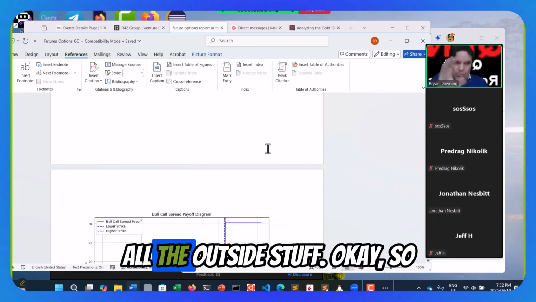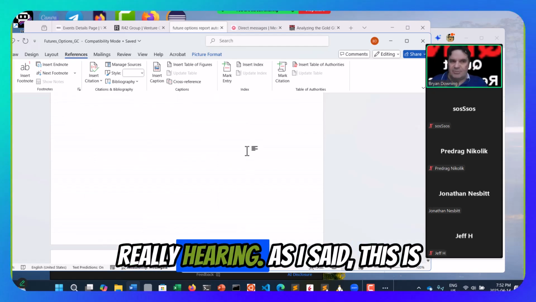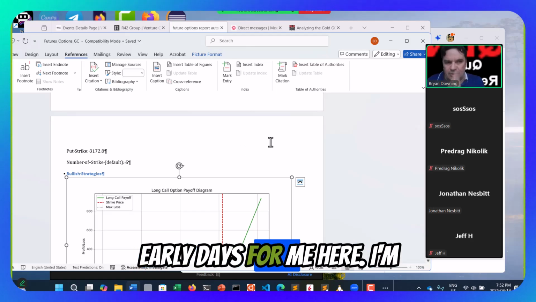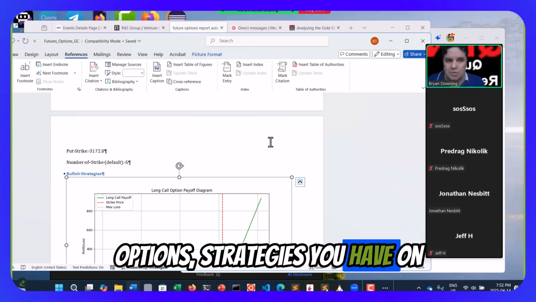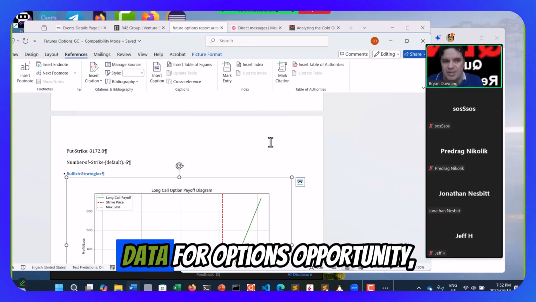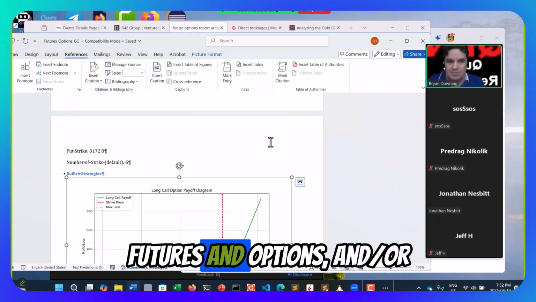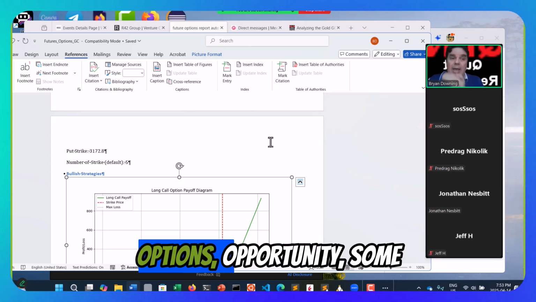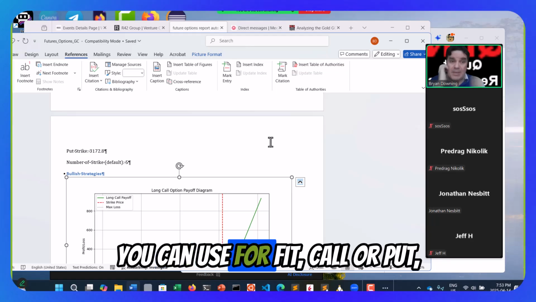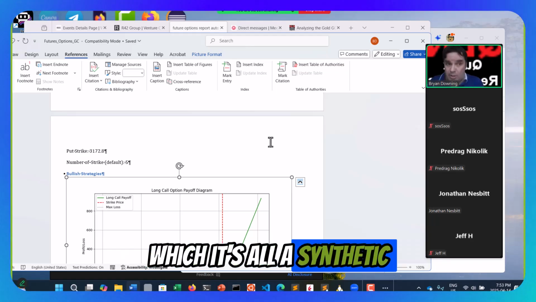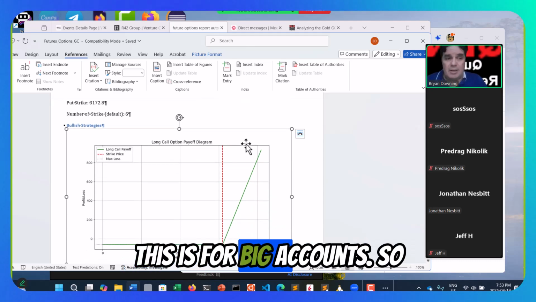But we'll get to all the outside stuff. Okay, so this is where it's going to get really hairy. As I said, this is early days for me. Here, I'm trying to present multiple option strategies based on what's being presented in the data for options opportunities, along with futures and options combined with other options that you can use, for put or call, which you call a synthetic option as well. It can get fairly sophisticated here, but this is for big accounts.